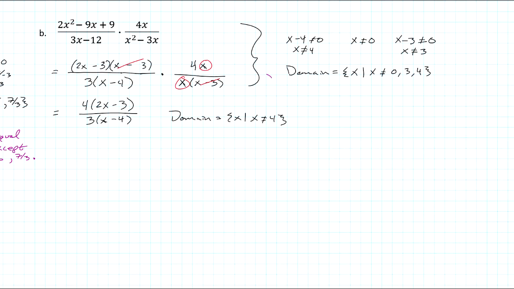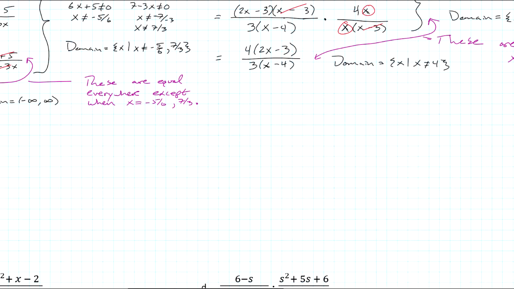And so we could say that these are equal unless x is 0 or 3. They're the same at 4, right? If you plug in 4, both of them are undefined, so there's no change there. But at 0 and 3, the new expression is defined while the original is not.